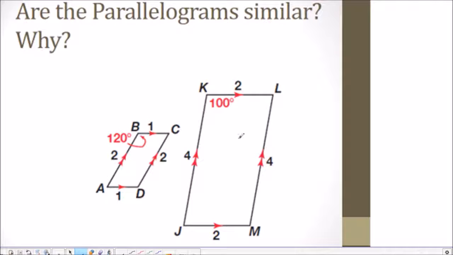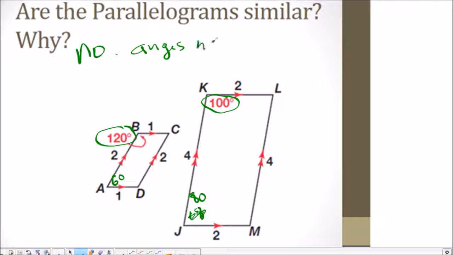This has proportional side lengths, but let's see. This is 120 and that's 100. So those don't match up. And if you remember, because we have parallel lines, the two angles that are adjacent always have to add to 180. That means this is, excuse me, not 180. This is 80. And if this is 120, that would have to be 60. So no, the angles are not congruent. So no, and I'm going to add angles not congruent.